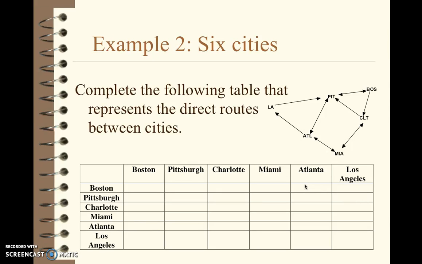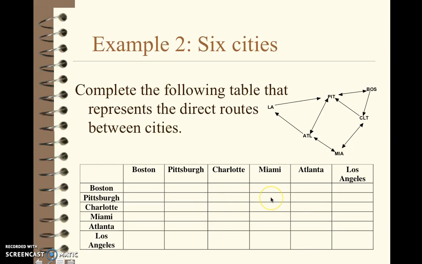Okay. So what about Pittsburgh to Boston? Yes, we can go Pittsburgh to Boston. There's a direct route there. Pittsburgh to Pittsburgh? No, there's no direct route from Pittsburgh to Pittsburgh. What about to Charlotte? Now, have a look. Don't let this confuse you. This arrow shows that it's only one way from Charlotte to Pittsburgh. So no, there is no direct route from Pittsburgh to Charlotte. If you wanted to go to Charlotte from Pittsburgh, you would have to go through Boston to Charlotte, or you'd have to go Atlanta, Miami, Charlotte. All right, so there's no direct route.